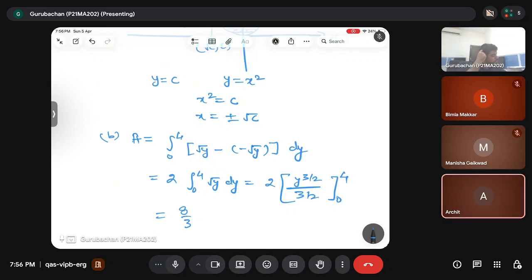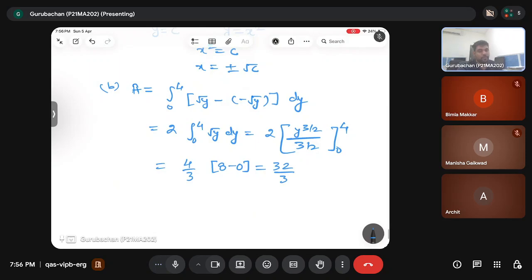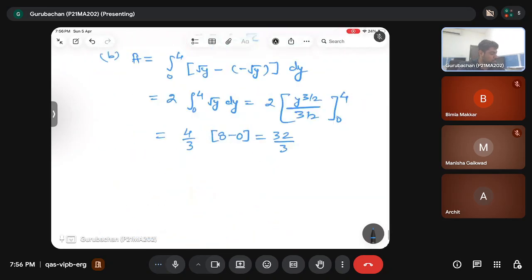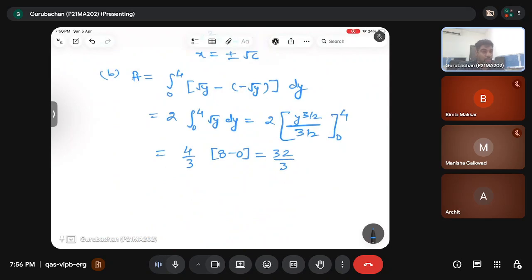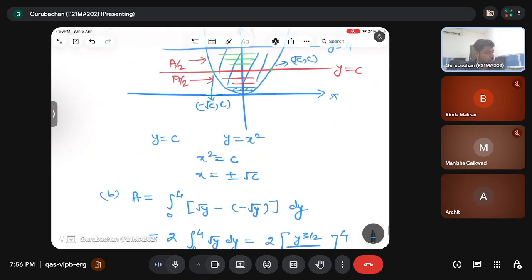Okay, I just made a mistake. This will be 4 by 3. So this will be 8 minus 0. So this is 32 by 3, not 24 by 3. This should be 32 by 3. Next, with respect to the y-axis, we have to calculate this portion.